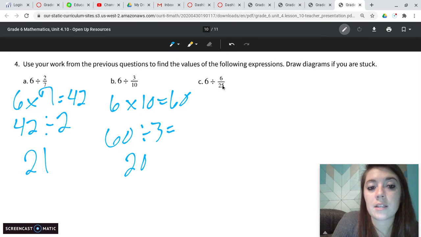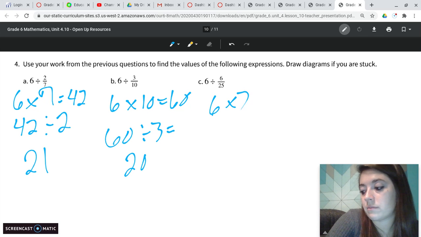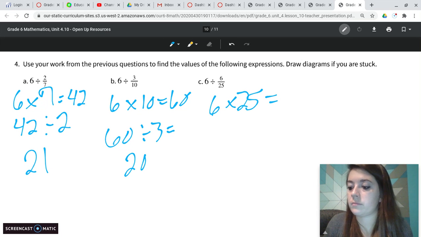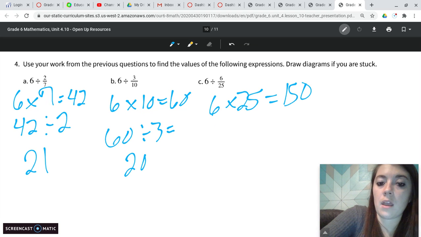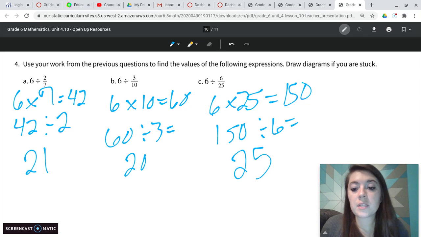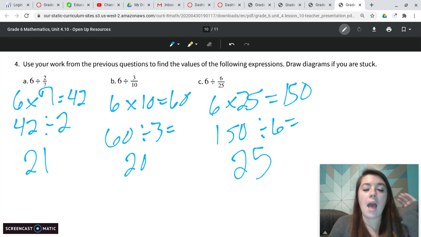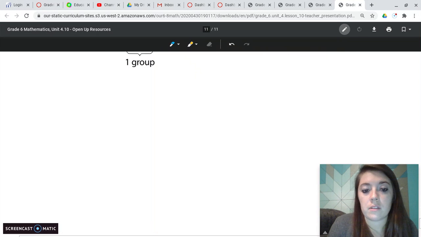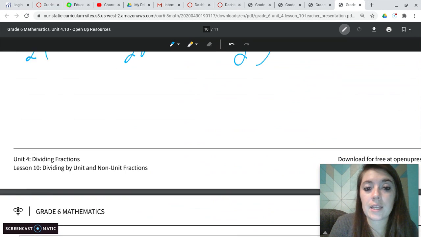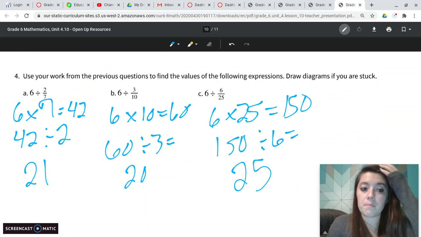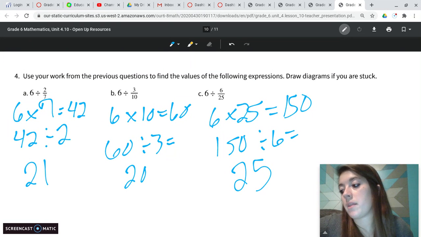Last one, 6 times 25 equals 150, and 150 divided by 6 equals 25. So all we're doing is we're taking the whole number times the denominator and then dividing it by the numerator. That's the end. So that is the rule for when we're taking a whole number divided by a fraction. Take the whole number, multiply it by the denominator, and then divide it by the numerator.